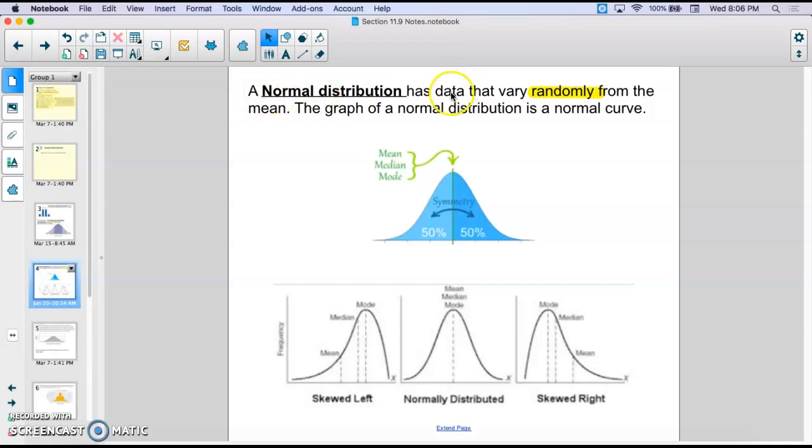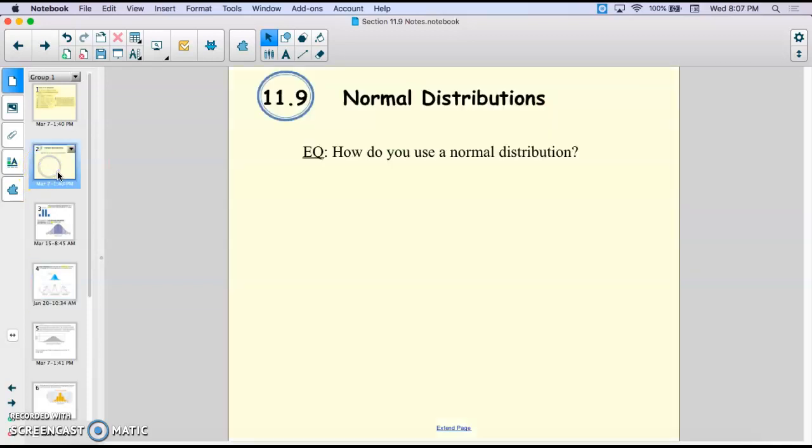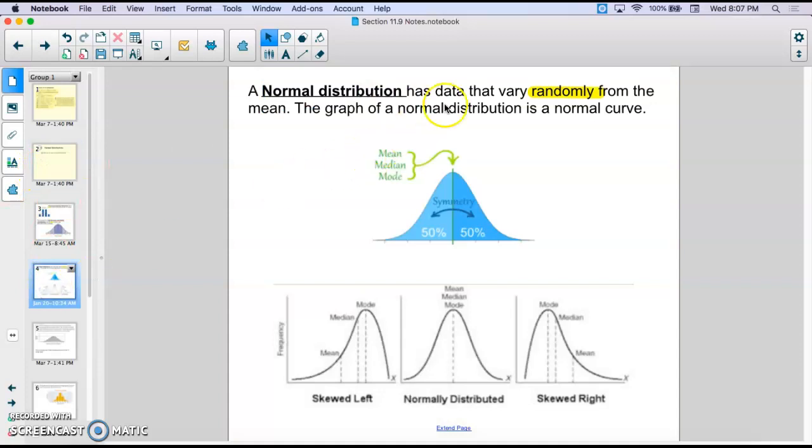A normal distribution, that's what we're focused on this section. A normal distribution has data that varies randomly from the mean, from the average. The graph of a normal distribution is called the normal curve, or a bell curve is what it might be described as. It looks something like this. It looks like a bell. That's why it's called a bell curve. This would be a normal distribution, a normal curve.